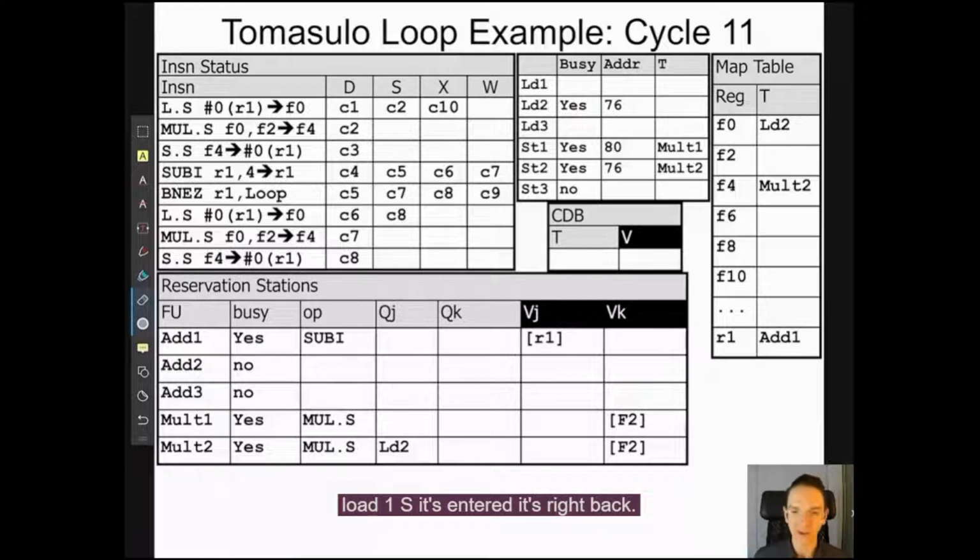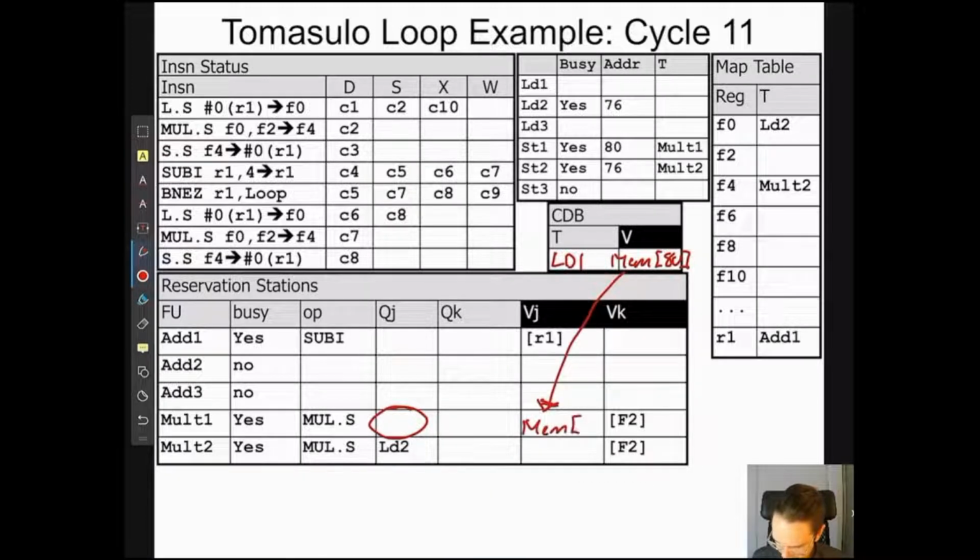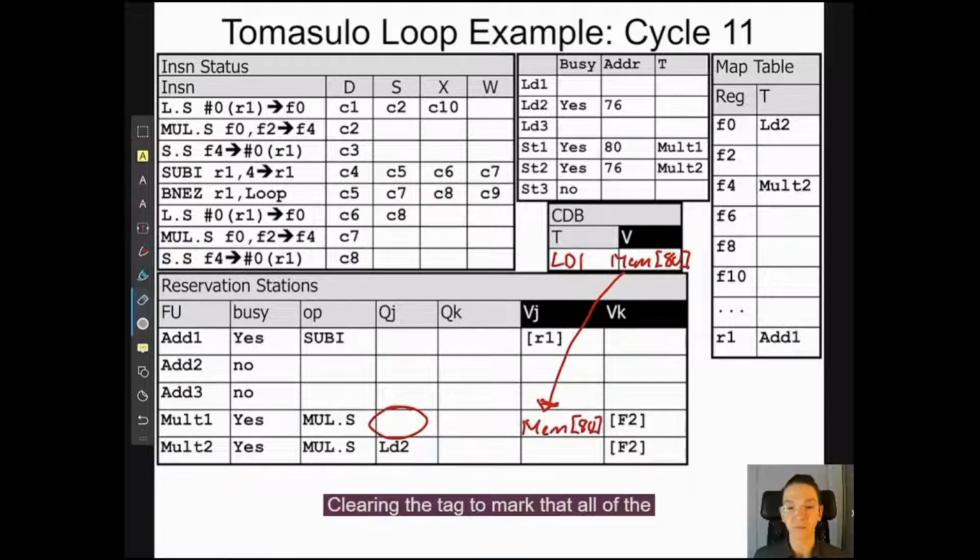So on to cycle 11, we have some excitement, care of that load 1. It has entered its write back, the CDB is available, so we broadcast the tag of load 1 and its value, which we'll call memory at 80. And where do we get a tag match for load 1? Well, as we saw before, it would have been on QJ, now it's erased, because we're copying in the value from the CDB, clearing the tag to mark that all of the operands are now ready for the multiply. No one in the register file is waiting for load 1. And finally, we deallocate the entry in the reservation station, and that is the write back of the load.